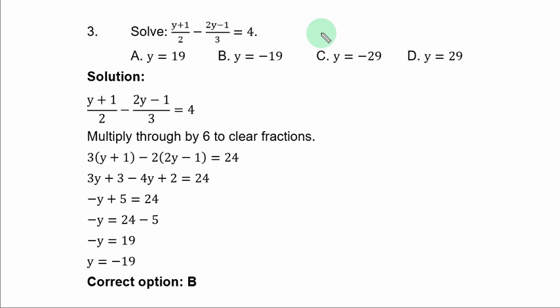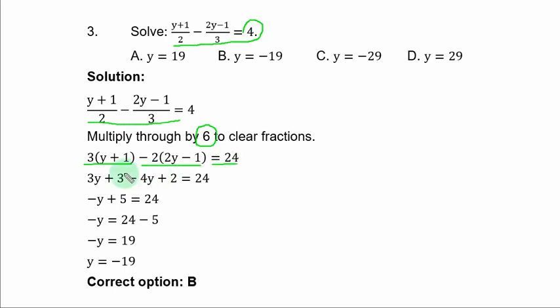Question 3. Solve y plus 1 over 2 minus 2y minus 1 over 3 equal to 4. Solution. This is what you are asked to solve. I always prefer clearing fractions, and to do that, you multiply through each term by the LCM of the denominators 3 and 2, which is 6. If you multiply the first term by 6, you are left with 3 multiplying y plus 1. If you multiply the second term by 6, you are left with 2 into 2y minus 1. You multiply the right hand side with 6, you have 24.